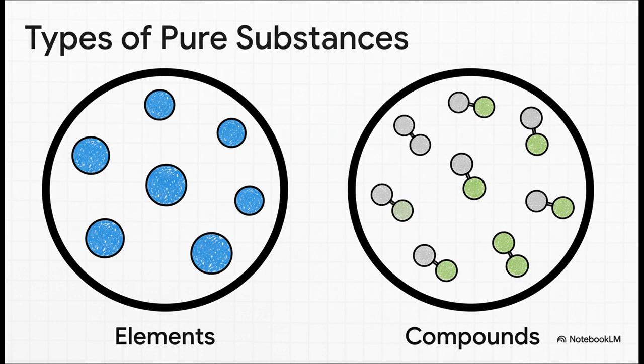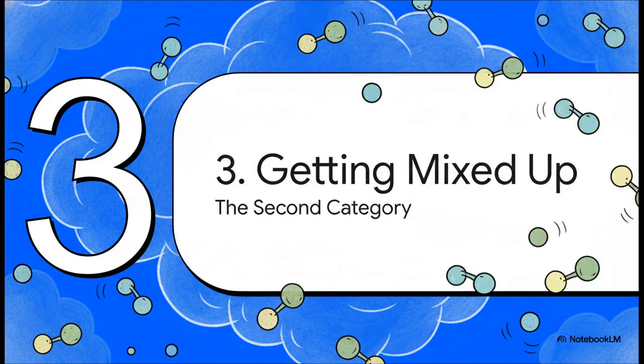First, you have elements. These are the simplest building blocks there are. Like pure oxygen, every particle is just an oxygen atom, period. But then you also have compounds. Think about table salt. Now, it's made of two different atoms, sodium and chlorine, but they're chemically locked together to form one single repeating particle. And because every particle is that identical salt molecule, the whole thing is still considered pure.